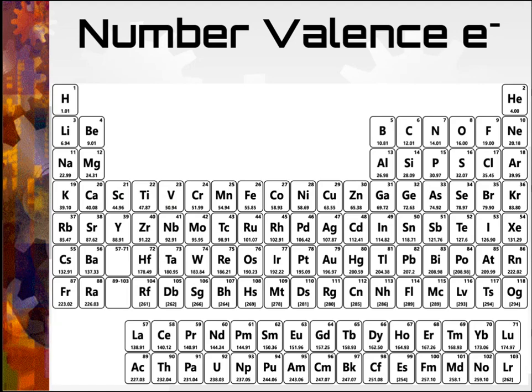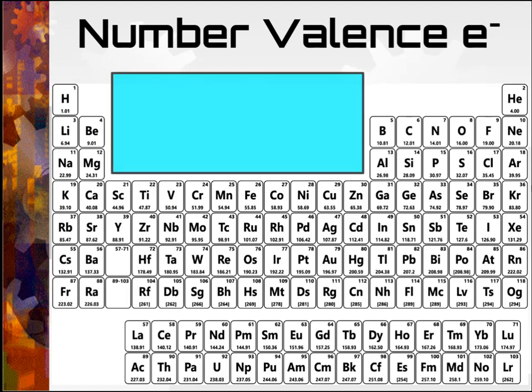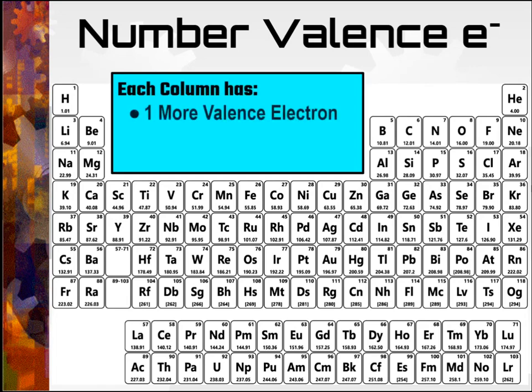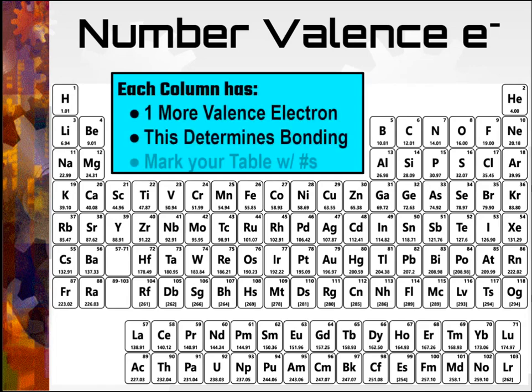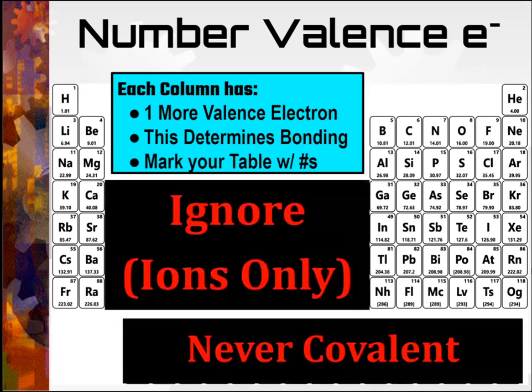So be careful. First off, when we're looking at your table, each column has one more valence electron. This will determine the bonding, and you should mark your table with the numbers. We are not going to look at these, as these are ions only. We are not going to focus on these at all. None of the transition metals, none of the inner transition metals, they are not going to covalently bond.